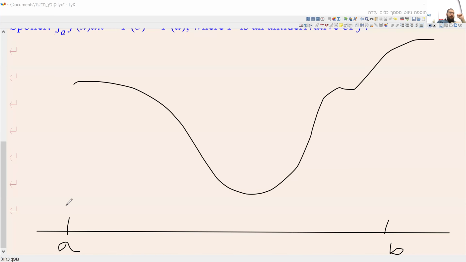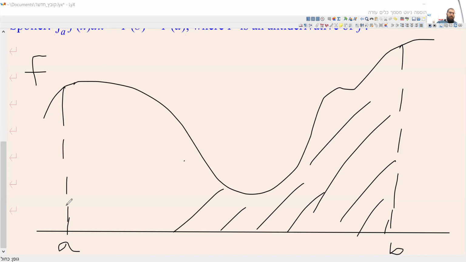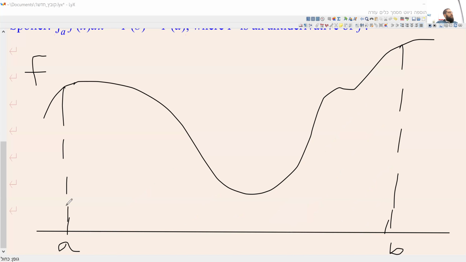We want to define, or maybe one can say define a good way to calculate, this black area between the graph and the axis. How can we do it? Any ideas?